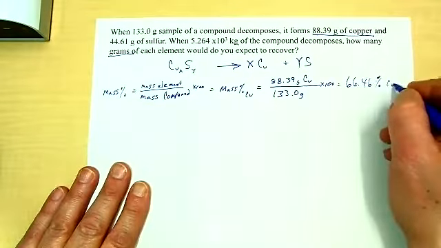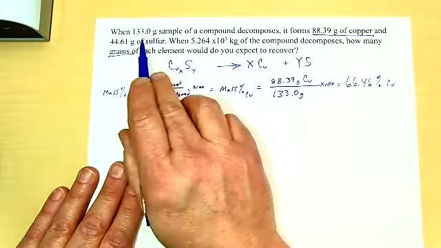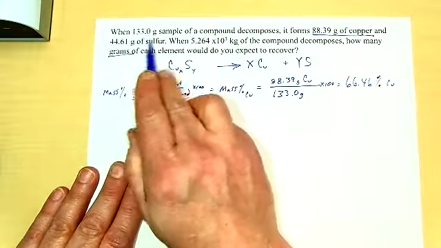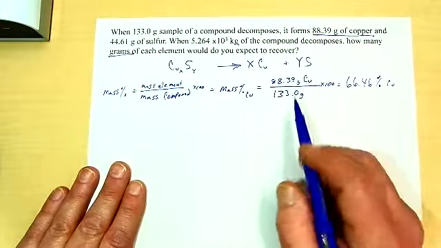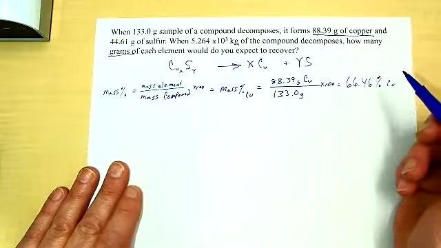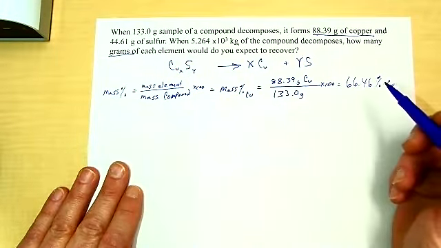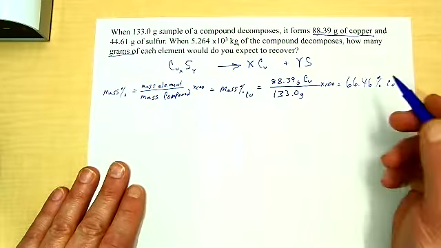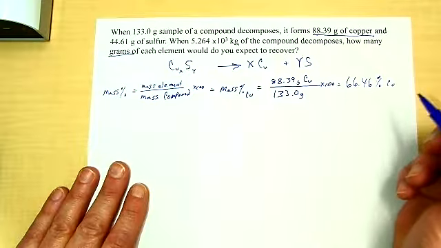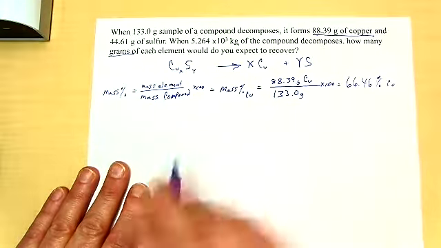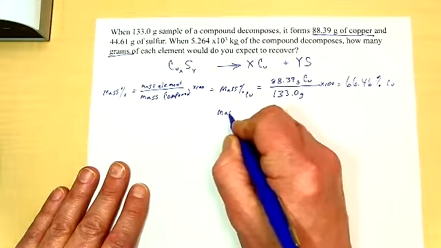Okay, multiply this by 100, and what we get is 66.46% copper, right? And so this compound turns out that 66.46% of the mass of this compound is actually from copper, right? Another thing that I could talk about here is we could just take 100% and subtract the 66.46 from 100, and that would tell us the percent of sulfur, or we can just calculate it like we did for the copper.